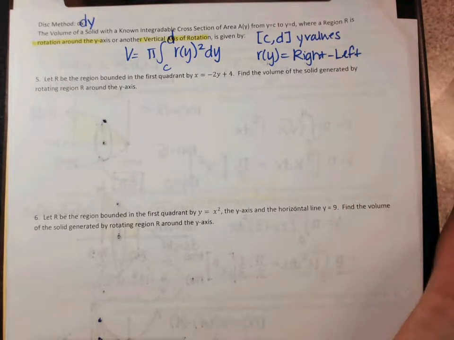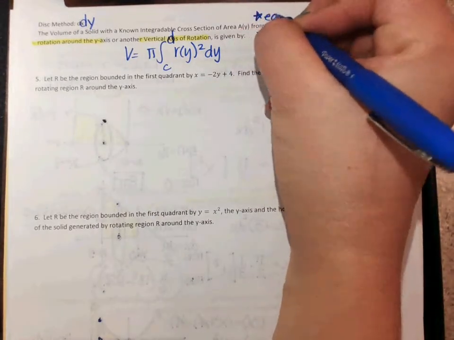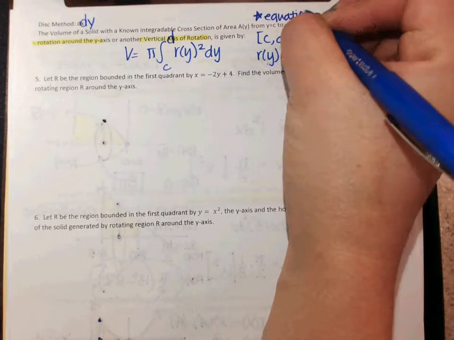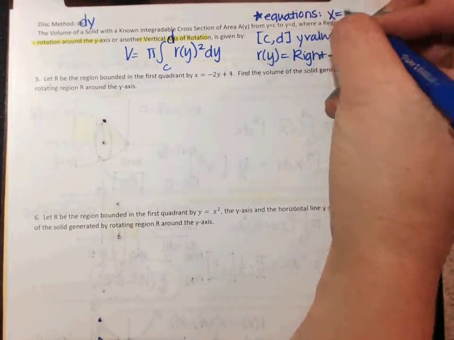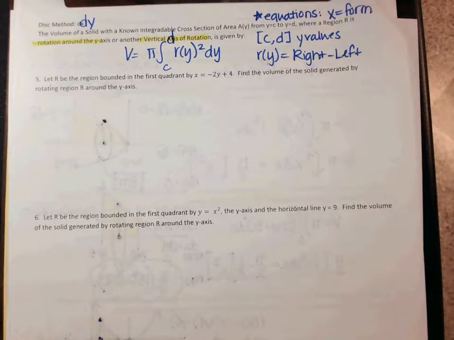Okay? Now, another thing, I'm going to put a little star here. Your equations need to be in x equals form. Just like for area, just like for what we did last week, they have to be x equals for you to do dy. Now, if they don't come that way, you can always fix it. Alright, so let's do this first one.